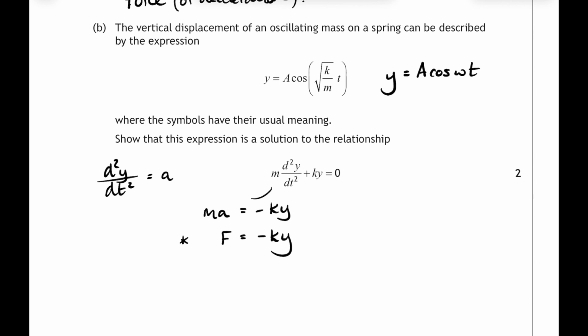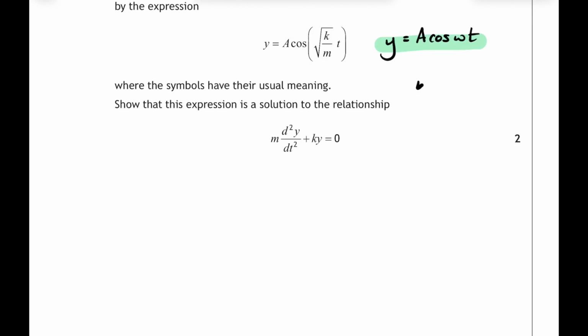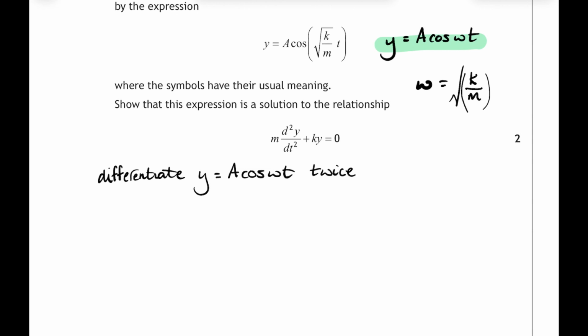So we've to show that the above relationship y equals a cos omega t is a solution to the relationship F equals minus ky. So this is a purely mathematical derivation here, and we're going to use a simplification to help us and state that omega equals root k over m. Now, if we want to get to a relationship that's got acceleration in it, and we're starting off with a relationship that's got displacement in it, then we're going to have to differentiate the displacement with respect to time twice. So let's do that.